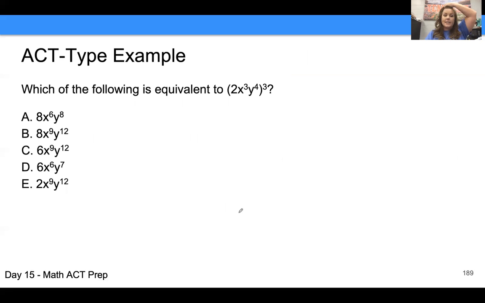Let's try our ACT example. Here, I want everybody to pause for a minute. Try this one on your own. Think. A lot of people get this one wrong. Let's check and see who gets it right. Pause. Okay, unpause. Yes, here we go.